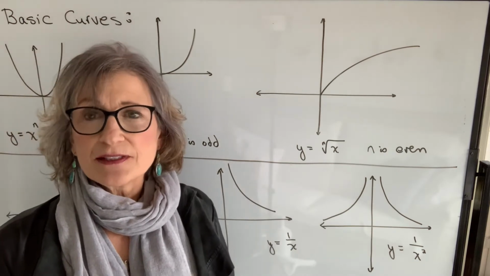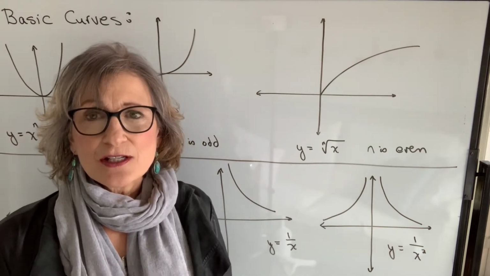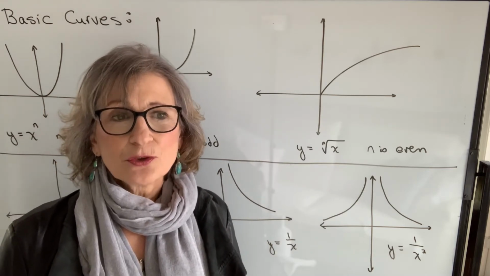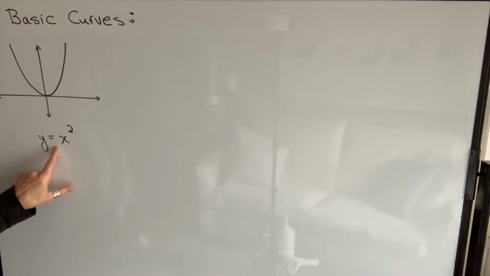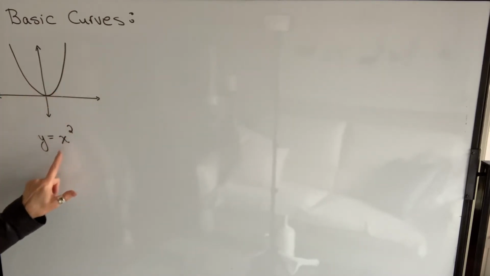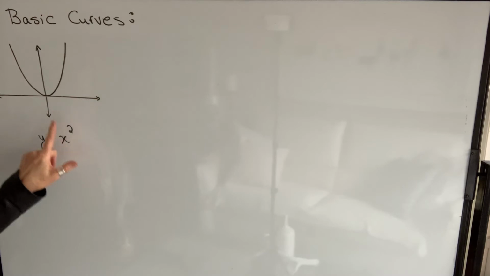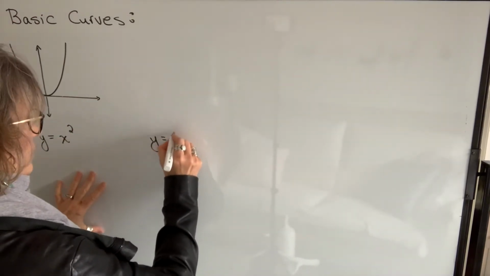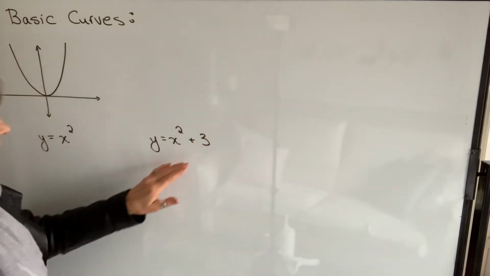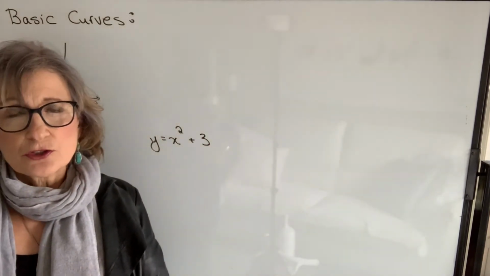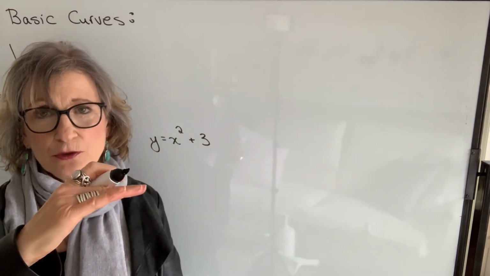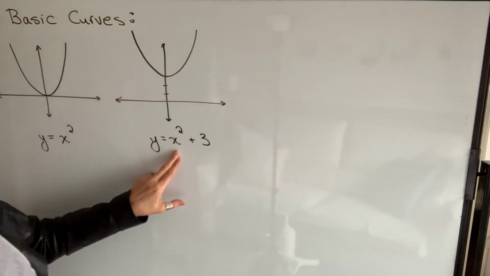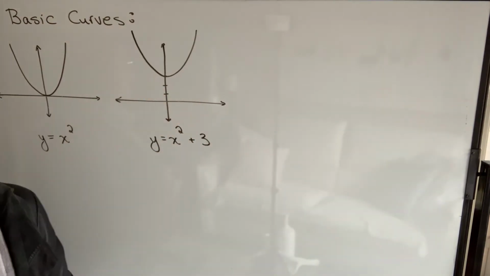Now often you're going to see transformations on these basic curves, so let's take a look at what those transformations do to the curve. So again, you'll know how to draw the curve. So let's take a look at our even power. For example, y equals x squared would look like this graph here. However, if I had y equals x squared plus 3, what that does is it will shift the curve up 3 units. If that was minus 3, it would shift it down 3. So y equals x squared plus 3 would look something like that.